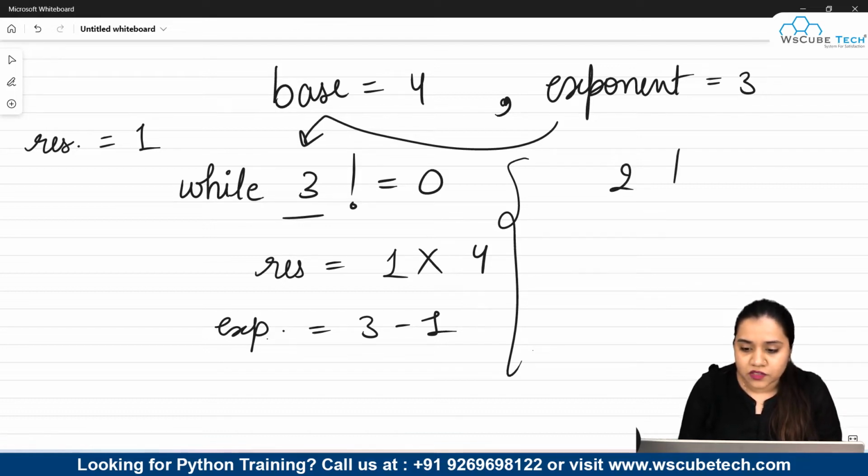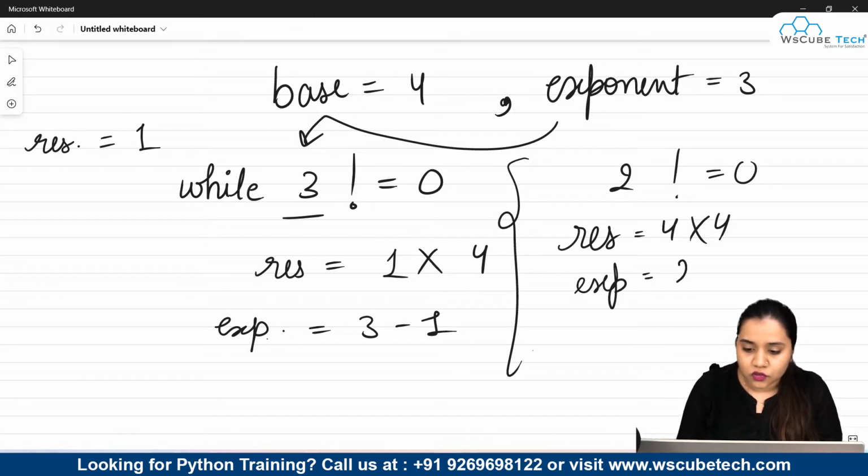So while exponent is not equal to 0, again now result is what? Result's value is 4. So 4 multiplied by 4, and exponent this time from 2 we will subtract 1. So exp will become 2 minus 1. That would be again 1. And again the iteration will happen, and again here instead of 3 it would be 1.